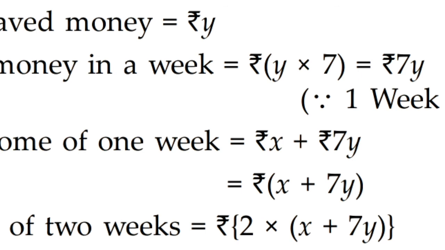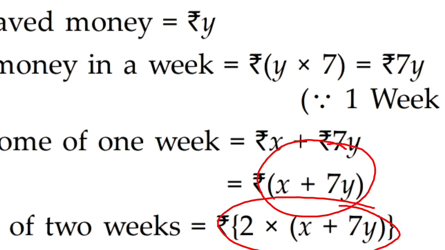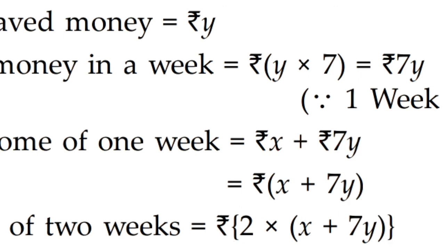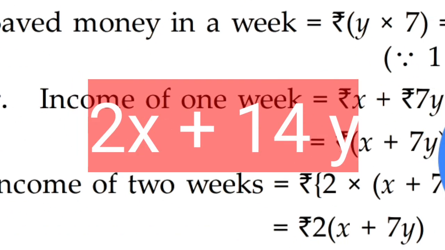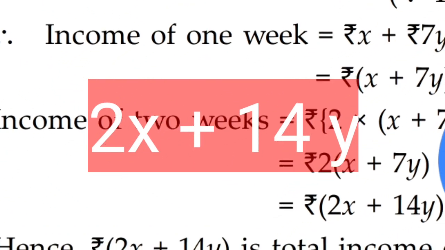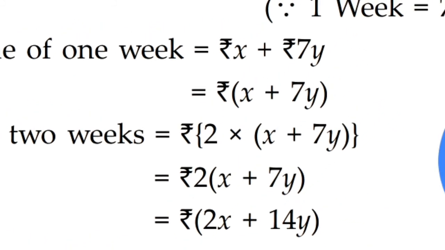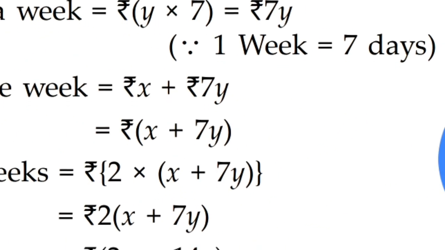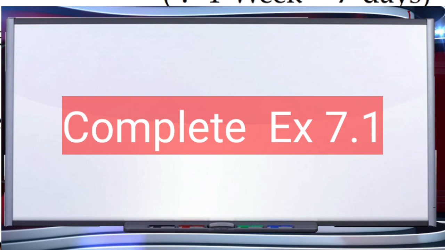So this is the income of 1 week. So income of 2 weeks will be 2 multiplied by this. That is 2 into X is 2X and 2 into 7 is 14. So income of 2 weeks will become 2X plus 14Y. Hence rupees 2X plus 14Y is the total income of 2 weeks.